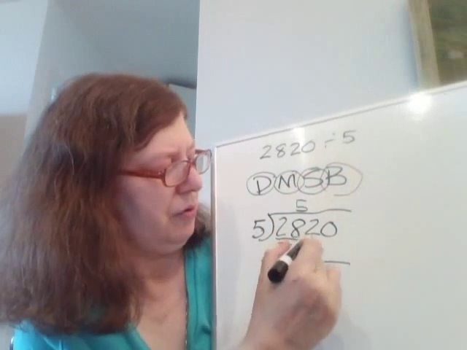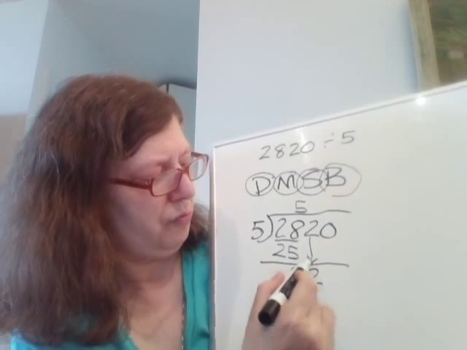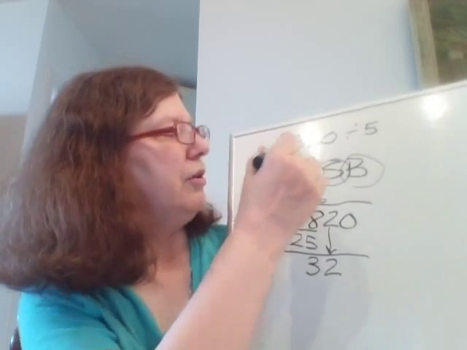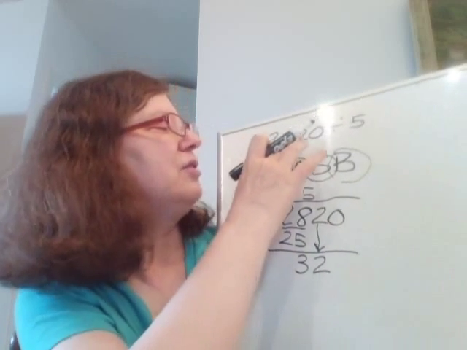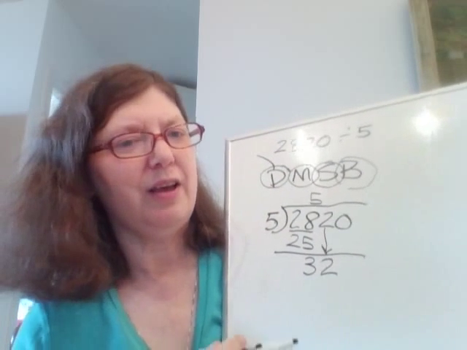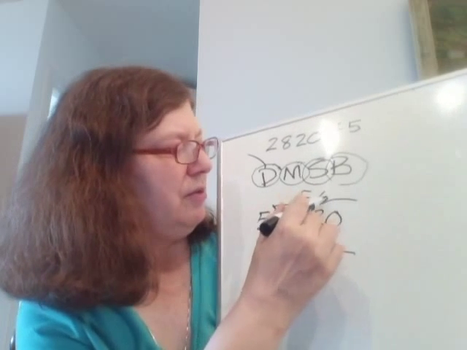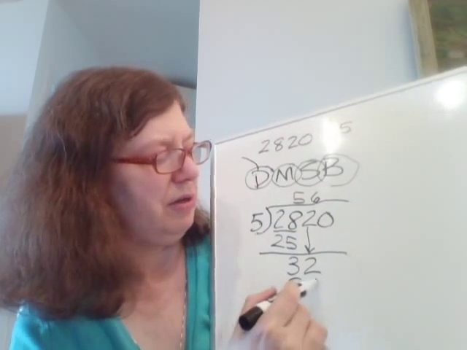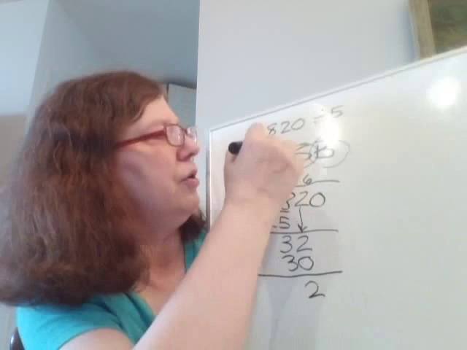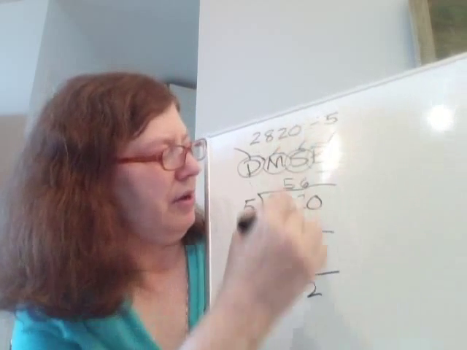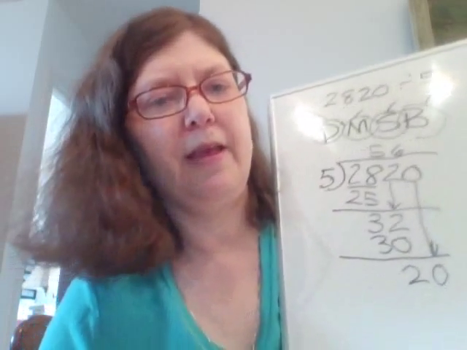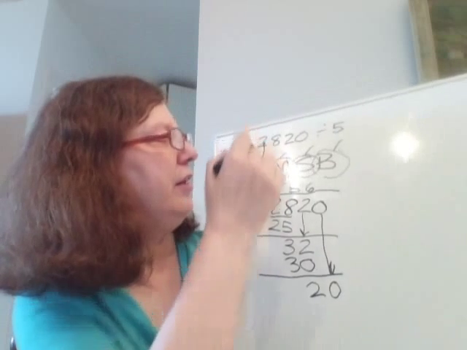Bring down 2 with an arrow. Always with an arrow. Put a little hair on the head of division. Maybe that's not so easy to see. There we go. 5 into 32 is 6 times. 6 times 5 is 30. Subtract is 2. Bring down 0. Okay? Now, divide again.